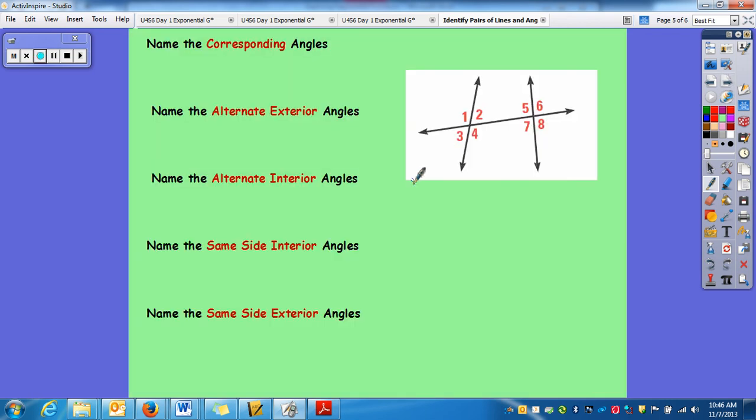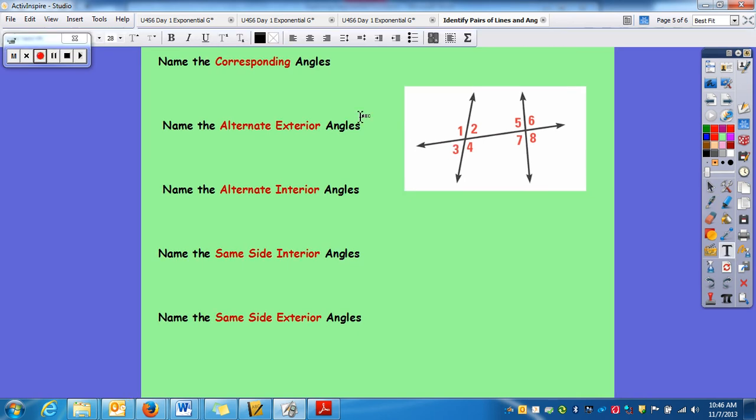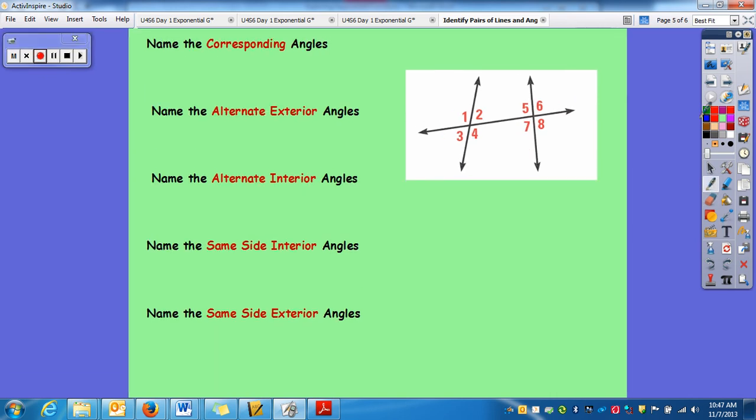Alright, so let's practice naming our corresponding angles. So let's find all the pairs. Taking a look here, you have to identify which one is your transversal and which ones are your 2 lines. Well, this right here is your transversal. These are the 2 lines it's intersecting.